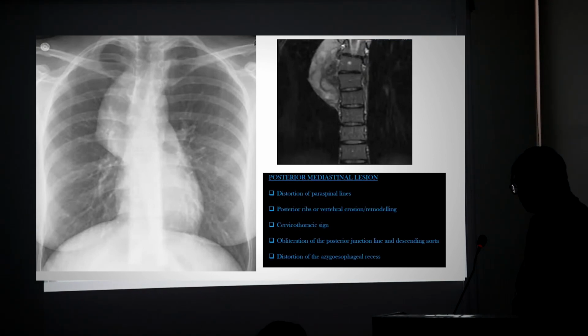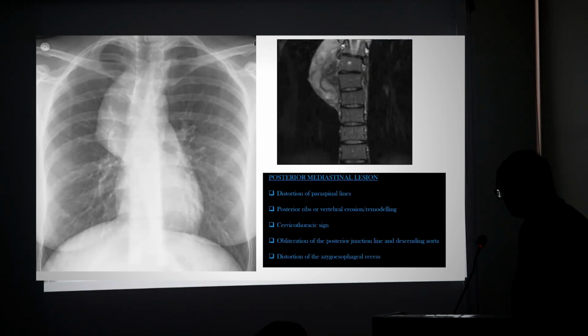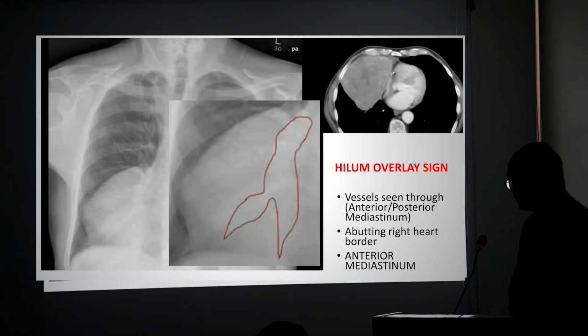This is another X-ray. Can we see blood vessels through these lesions? Yes. So it's either in the anterior mediastinum or posterior mediastinum. Is it making any contact with the right heart or ascending aorta? I think the right heart is easily visible. So this is in the posterior mediastinum.